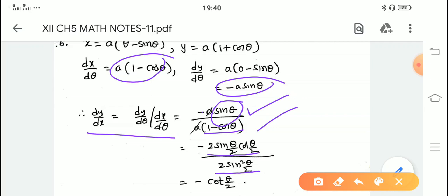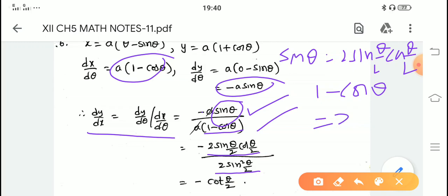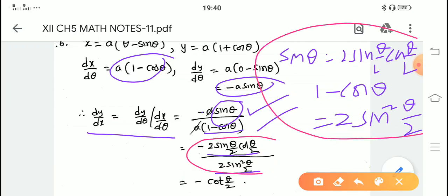So what I did: sin theta is equal to 2 sin theta by 2 cos theta by 2, and one more formula, I wrote 1 minus cos theta as 2 sin square theta by 2. These two formulas I wrote here in place of sin theta and 1 minus cos theta. Then finally the sin theta by 2 terms get cancelled, and we get minus cot theta by 2. Next question.